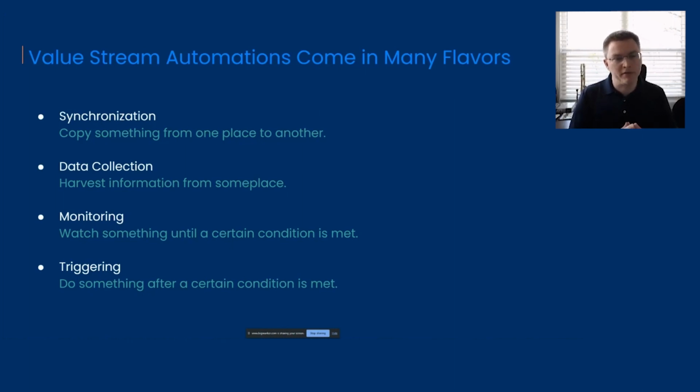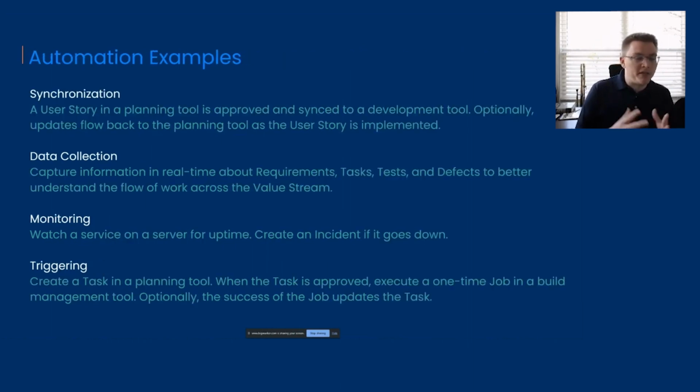What you're doing when you're triggering is, as I said, a certain condition is met, and then you go do a one-time job someplace. I have a few examples of those too that we can provide. So synchronization could be when a user story in a planning tool is approved, and you want to synchronize that user story over to a development tool so that the development team can start to work on it.